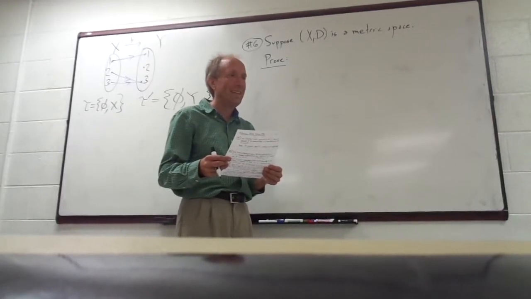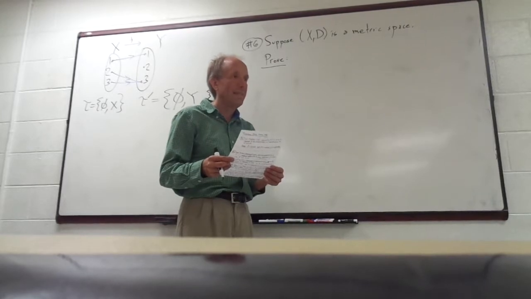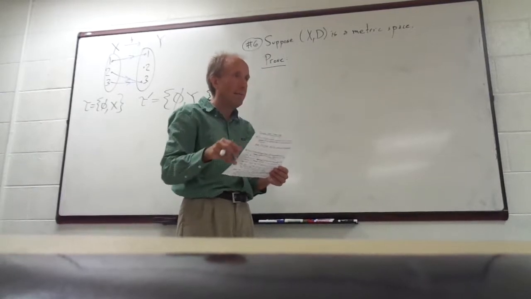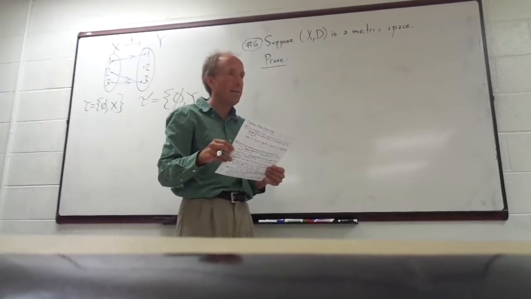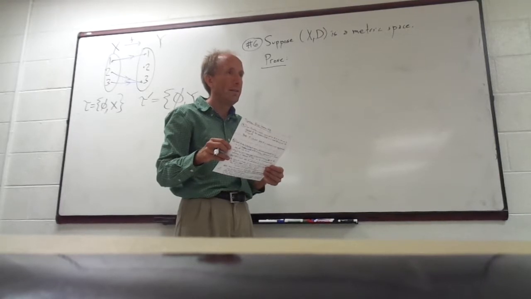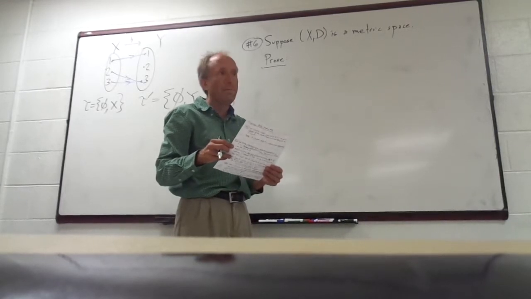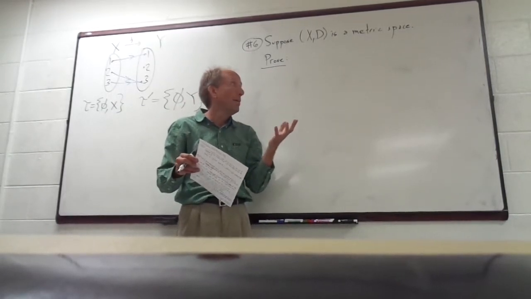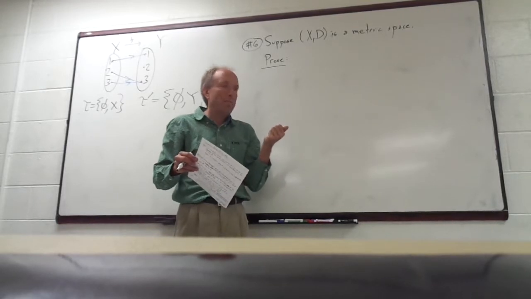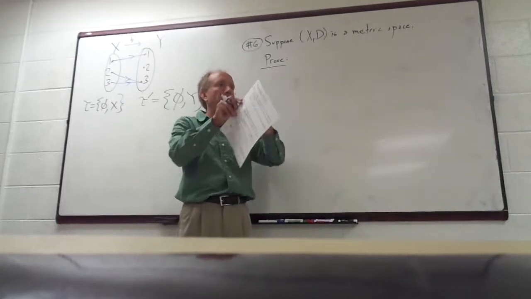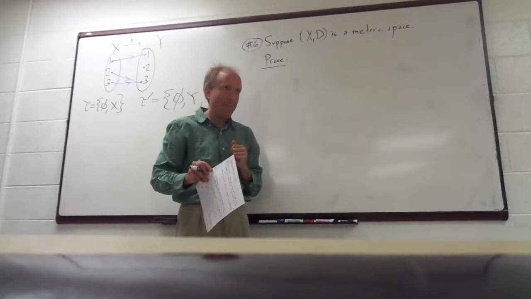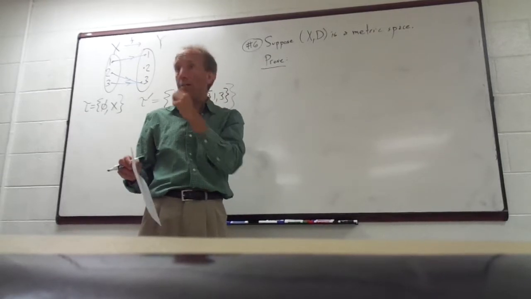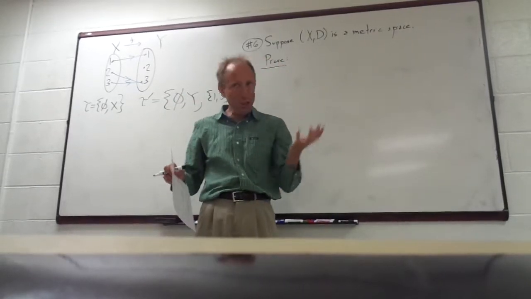Let X and tau be a topology space, and a subset script B of tau, where every member is open, is called a basis for tau if every member of tau is a union of members of B. So it just means that every open set should be a union of sets in script B. If script B is the set of all neighborhoods, that's a basis because every open set is a union of neighborhoods.